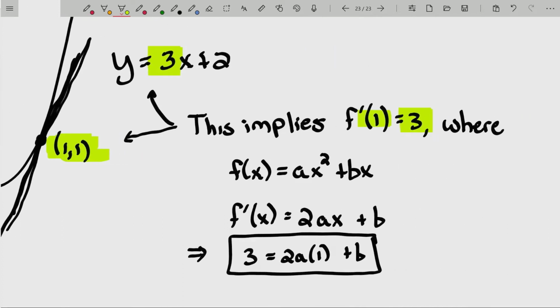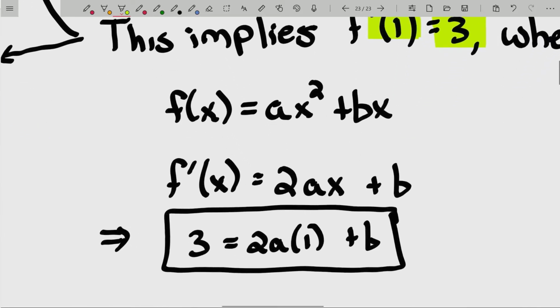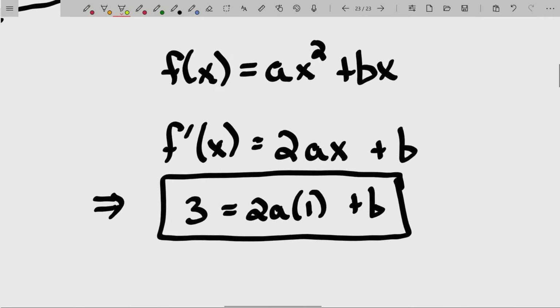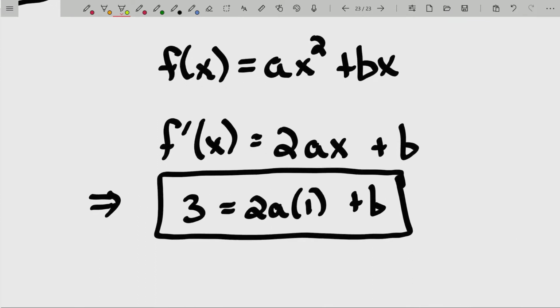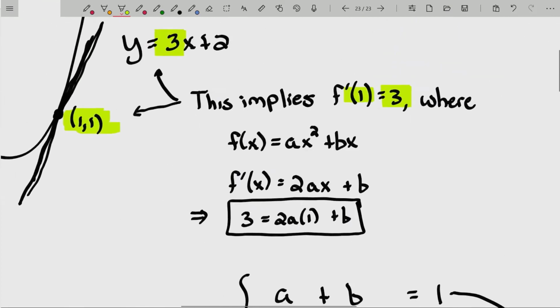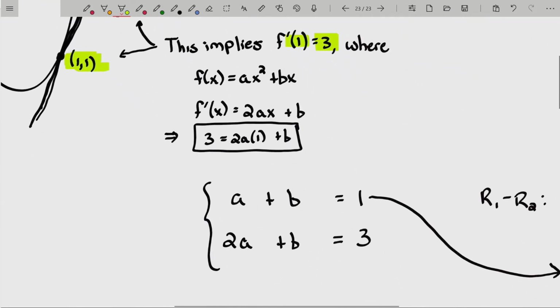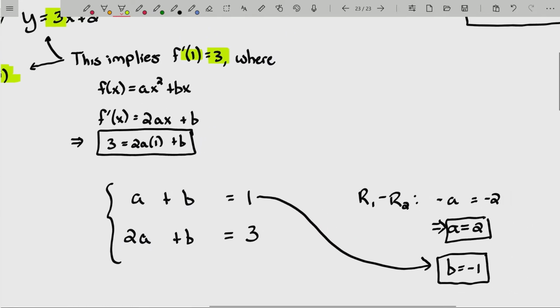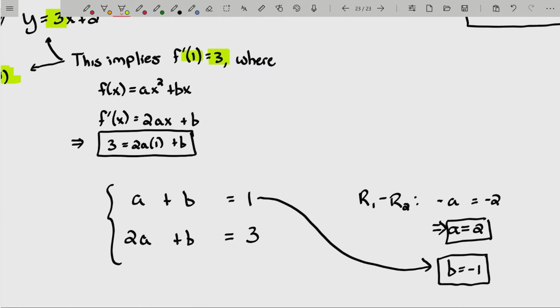And now that you know the derivative at 1, 1, well, then you can take the derivative of your function and substitute in x equals 1 and y equals 3. And now you're solving, again via algebra, a system of equations. All of this is a mixture or a synthesis of current and prerequisite material.